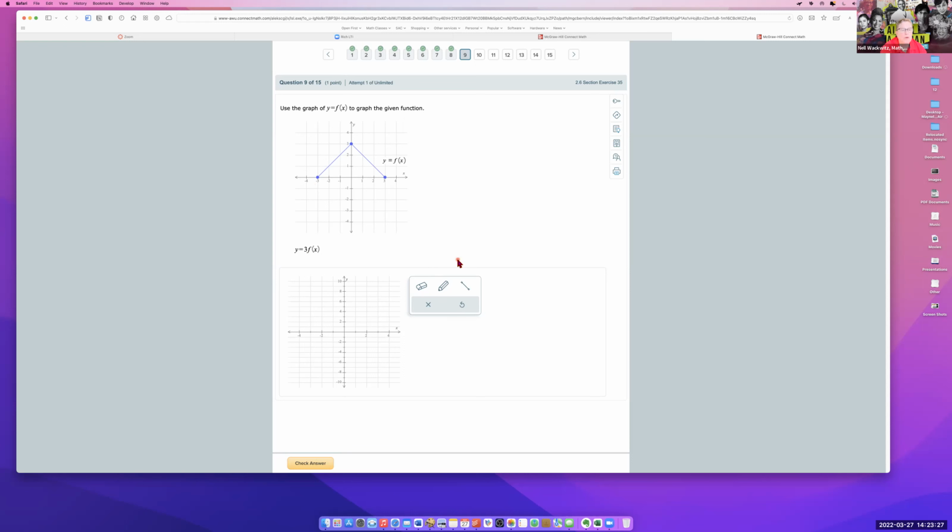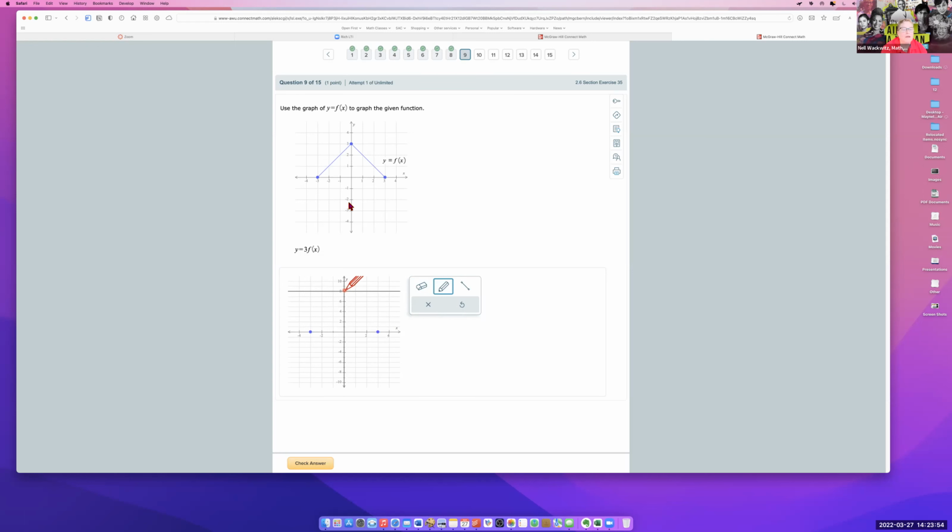Good. So the point will stay negative 3, 0. With this kind of activity, it really helps to plot the points first. So I'm going to plot negative 3, 0. Let's look at the other point that's on the x-axis, because that also will stay. The point is 3, 0 there. Again, y is 0. 0 times 3 stays 0.